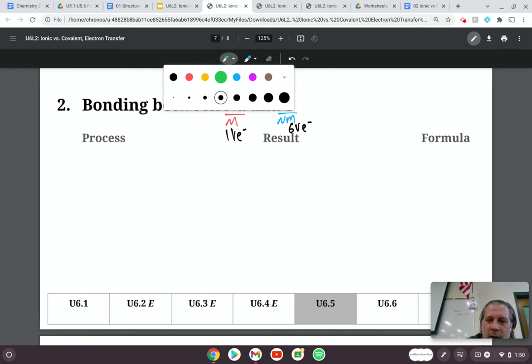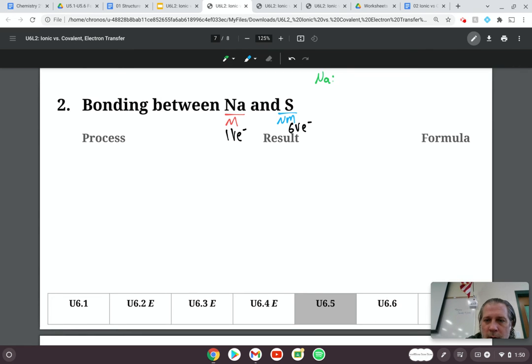Now I'm going to write their electron configuration, which is 1s2, 2s2, 2p6, 3s1. And sulfur is 1s2, 2s2, 2p6, 3s2, 3p4.